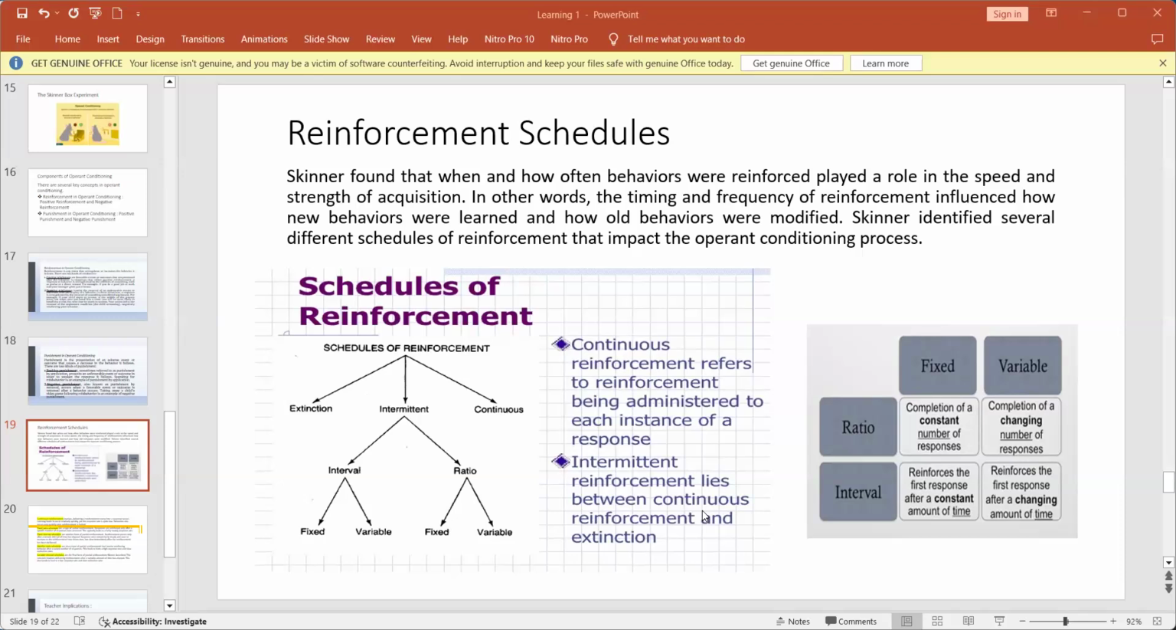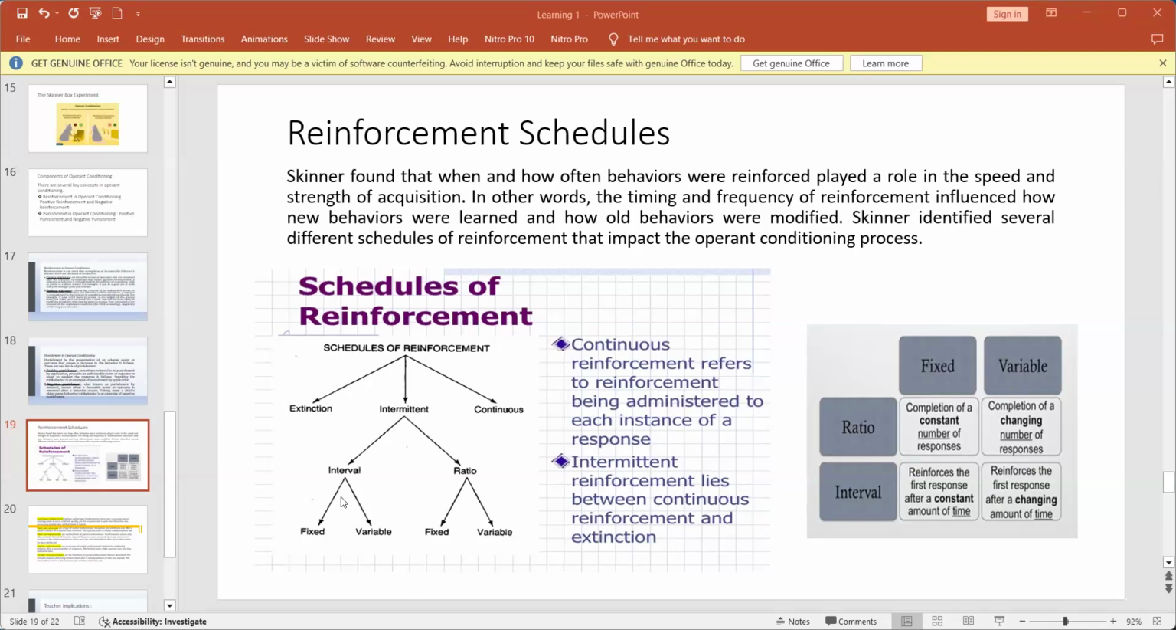And then, as it is not practical to give them a reward each and every time, once the good behavior is established, the teacher can move on to the partial or intermittent reinforcement schedule. When it comes to partial or intermittent reinforcement, Skinner identified four main types of partial or intermittent reinforcement.